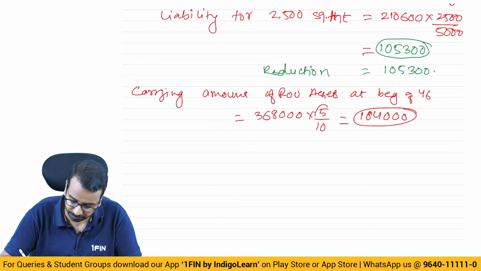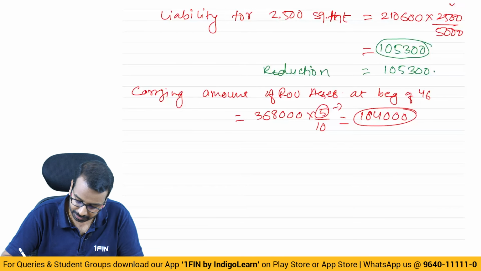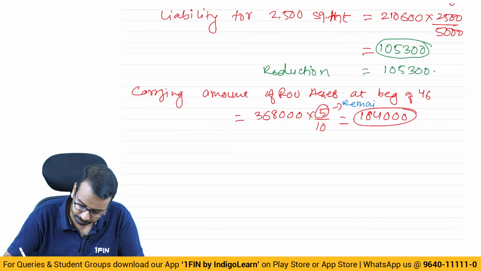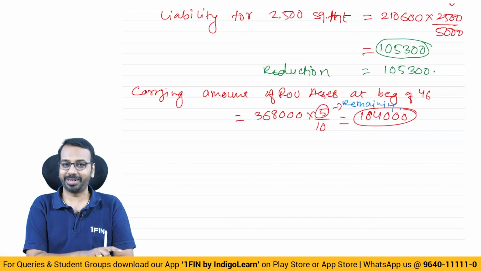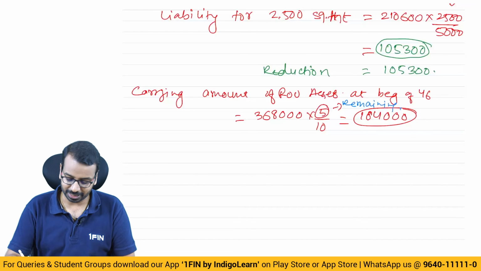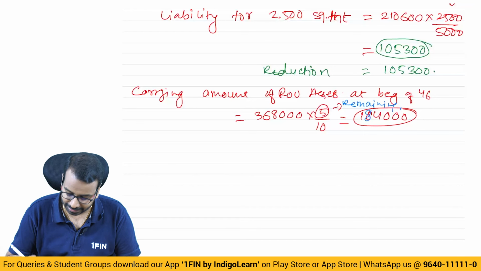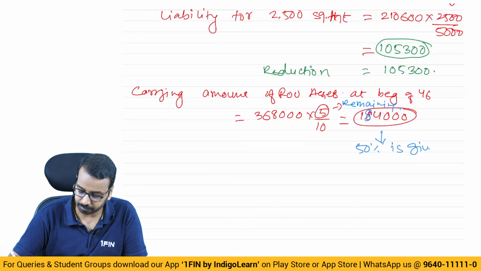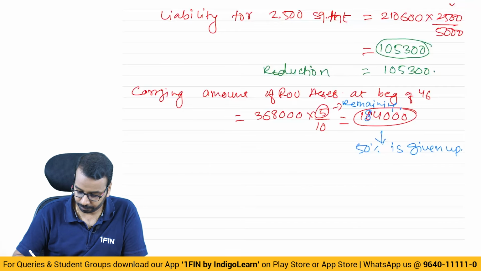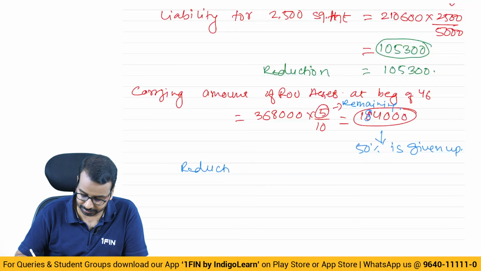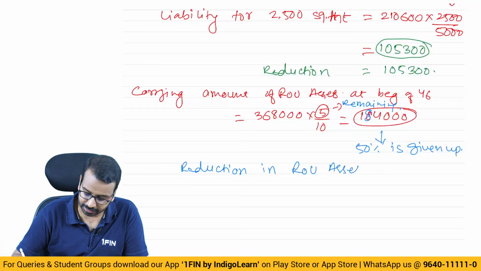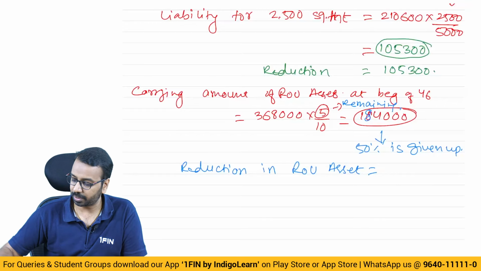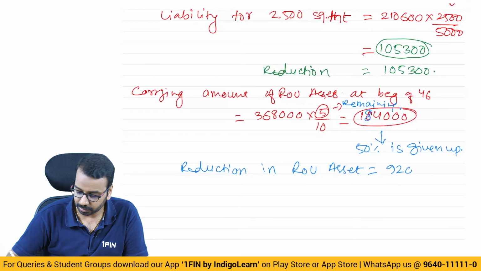This 5 is the remaining term. Don't think 5 is the completed term, or you will make a mistake in the examination. So we are left with 1,84,000. Out of this, 50% is surrendered or given up. So the reduction in right of use asset is 1,84,000 divided by 2, which is 92,000.